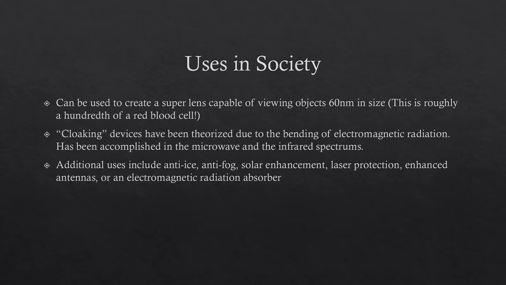Due to the bending of electromagnetic radiation that was previously mentioned, cloaking of an object is possible using metamaterials. It has been accomplished in the microwave and infrared spectrums, and visible light is not too far off. Additional uses include anti-ice, anti-fog, solar enhancement, laser protection, enhanced antennas, or an electromagnetic radiation absorber.